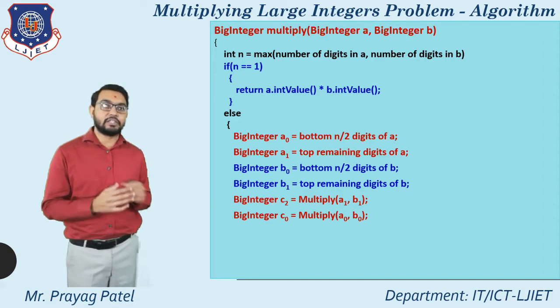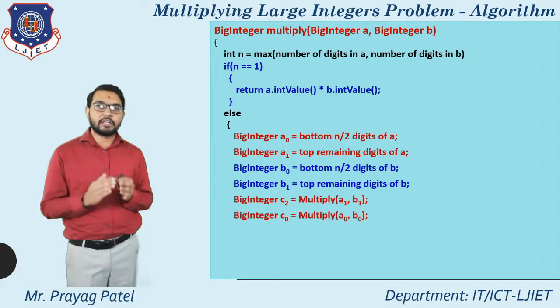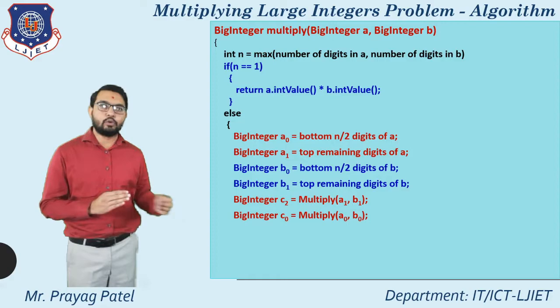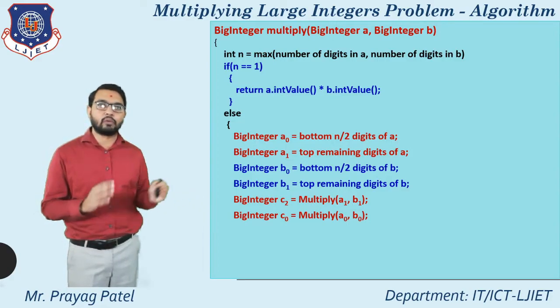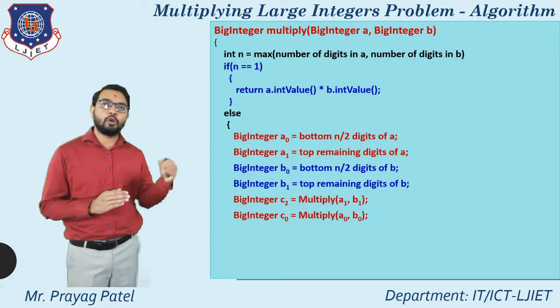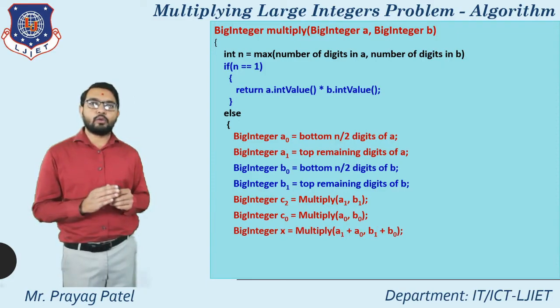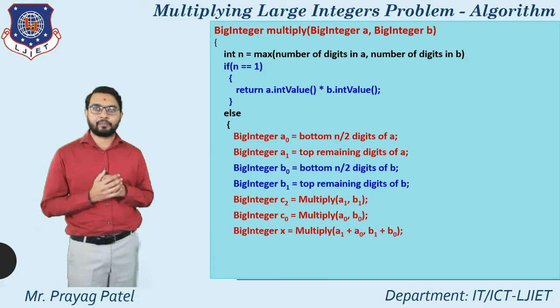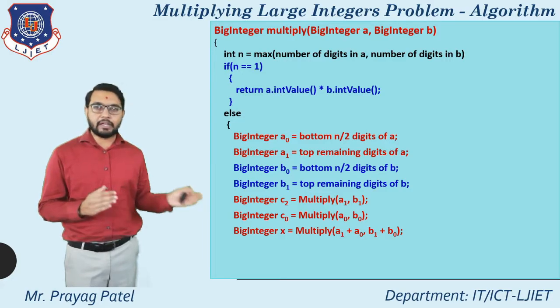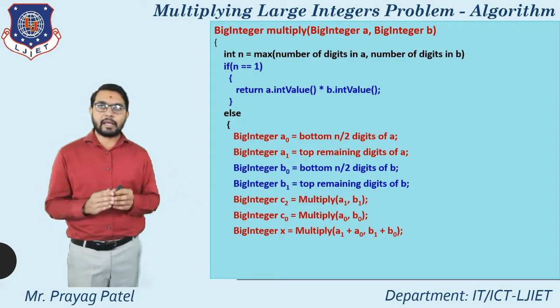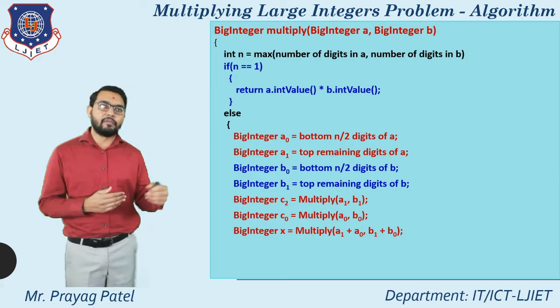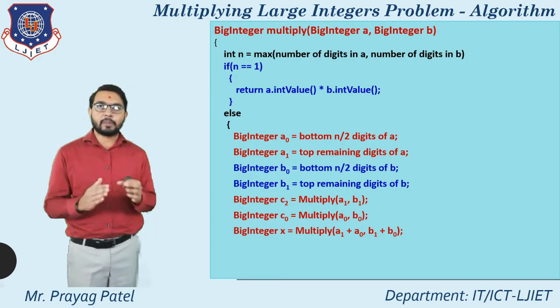Now next is C0. What is the C0 equation? C0 is equal to A0 into B0, which means the big integer C0 equals the multiplication of A0 and B0. Now the next value is the variable x. Here consider the big integer x equal to the multiplication of (A1 plus A0) and (B1 plus B0).